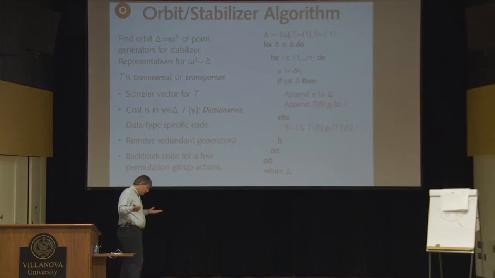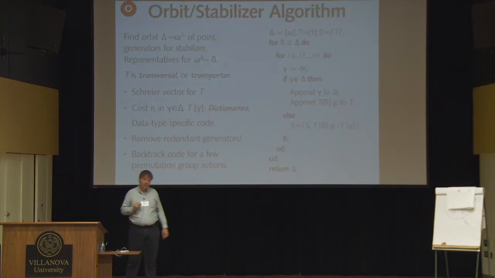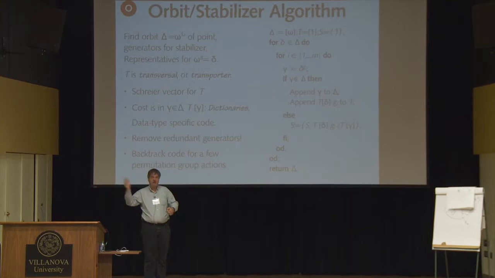How does it do this? If we have group generators, well, the orbit is the set of all images. So we would need to map this point under all images. Well, we don't have all group elements, we just have generators, but every element is a product of group generators. So we map this point under all generators and possibly their inverses, if the group is infinite.